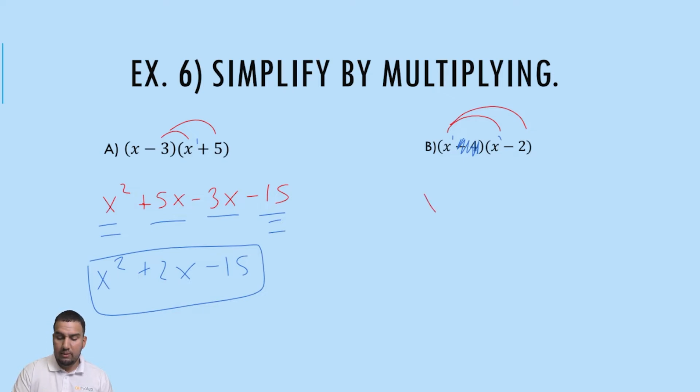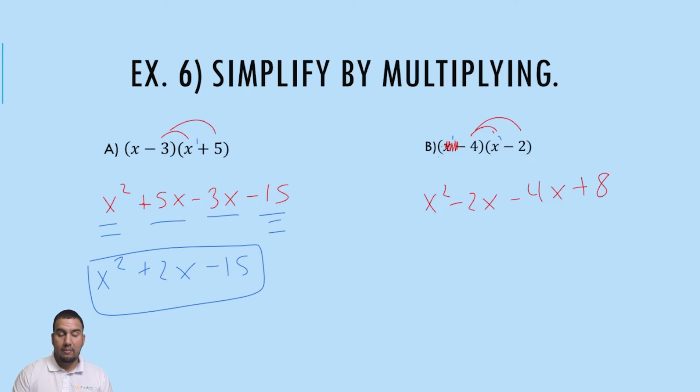X1 times x1 is going to be x squared. Remember, add the exponents. 1 plus 1 is 2. X times -2 is going to be a -2x. And then once I realize that I'm done distributing the first one, I'm going to grab my eraser and erase everything I did for the x, and I'm going to do the same exact thing now for the -4. So I'm going to cross out the x, and I'm going to distribute the -4 to everything on the other side. And -4 times x is going to be -4x, and then -4 times -2 is going to be a +8.